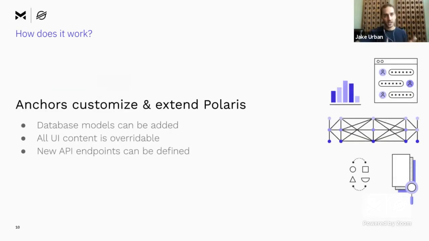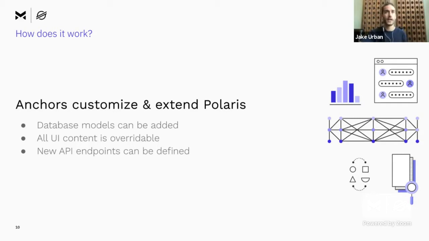And so Polaris implements all it can, anchors implement what Polaris can't, and that's kind of the baseline of what an anchor is, right? That's the minimum. Anchors need to implement some subset of functionality because Polaris doesn't know what you need as an anchor. But on top of that, anchors can also customize and extend Polaris.